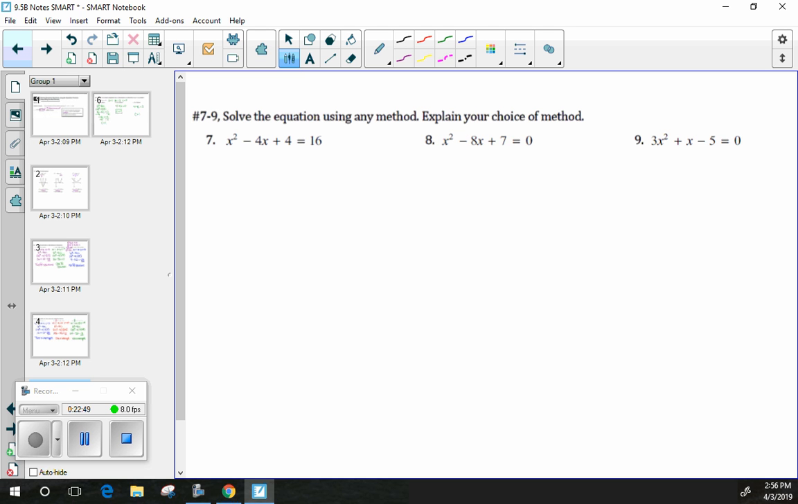Now this is solve the equation. So you have to solve it all the way. This is not a discriminant problem. Always make sure you read the directions carefully so that you are doing what you're asked. This is solve the equation, so we're getting full-blown solutions here.